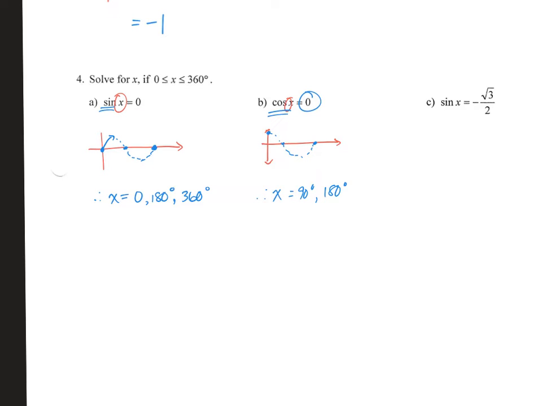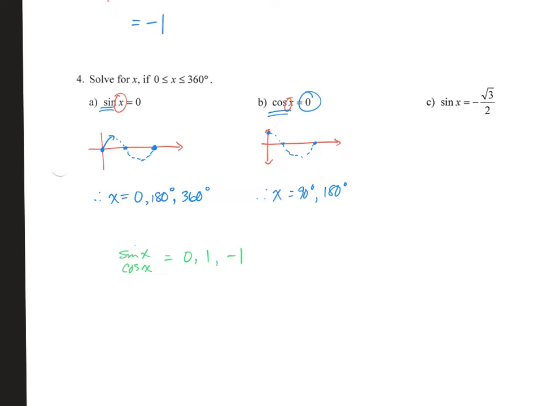So if we happen to see any sort of trig equation where you have sine x or cos x equaling 0, 1, or -1, the key values on your trig graphs, then I would absolutely be using my trig curve to be able to answer that problem.